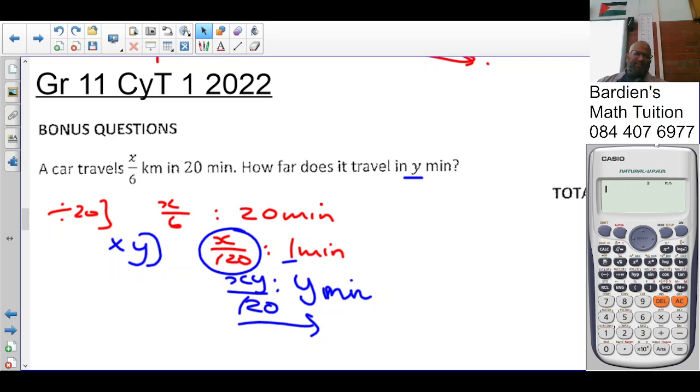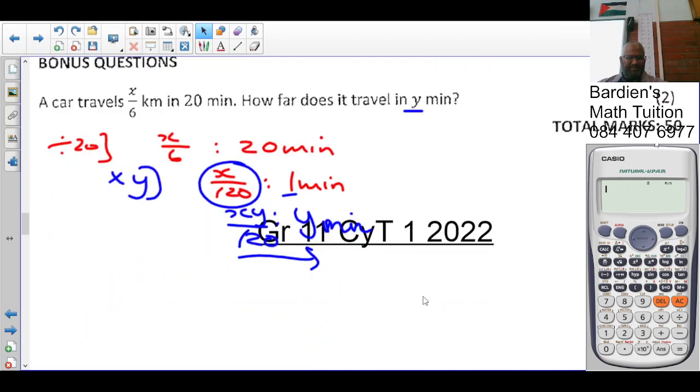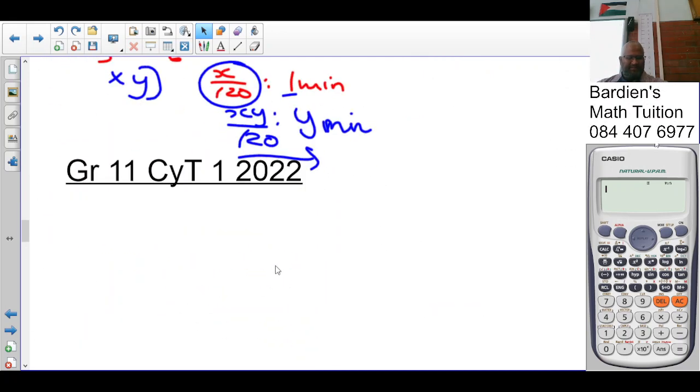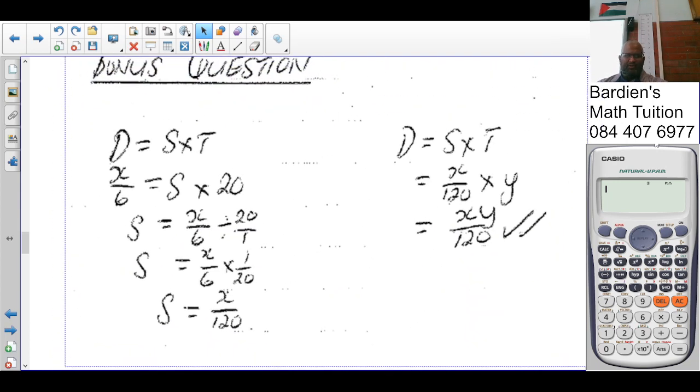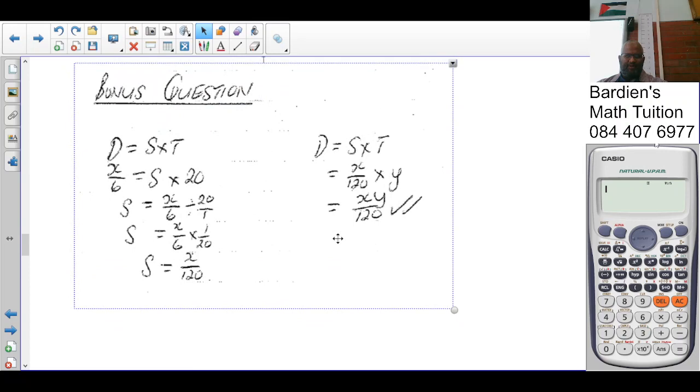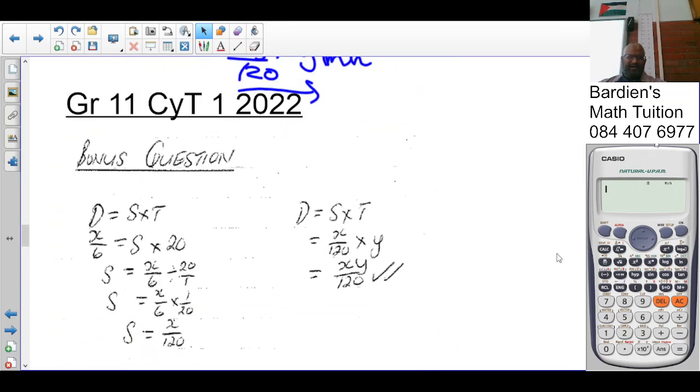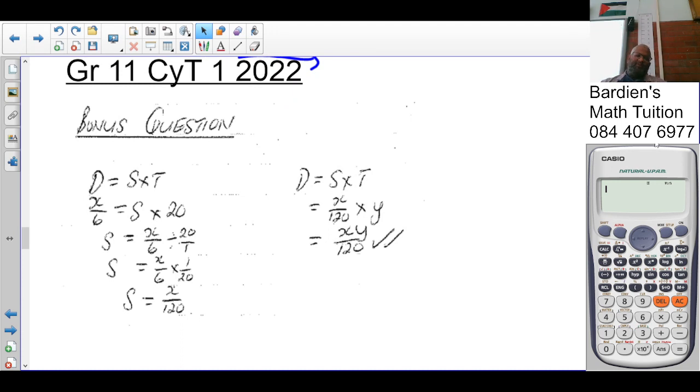Otherwise, you could have used the speed, distance, time calculation as Mr. G did. It's also another way. I'll just paste it on the board here. I used ratio and proportion to answer the question, and he used the formula, which is speed is equal to distance over time, where distance is speed times time. That's basically what he used. Okay. So you must get the mark.